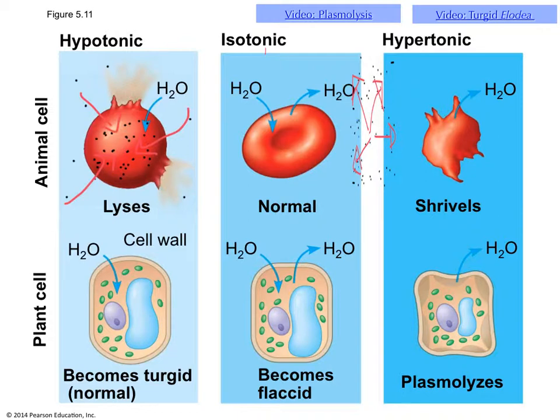First, the cell swells, and perhaps that's all that happens if it reaches equilibrium. But if it doesn't and it keeps on swelling, eventually it'll lyse, which means to burst. So that's what's happening here. In plant cells, it's a little different.